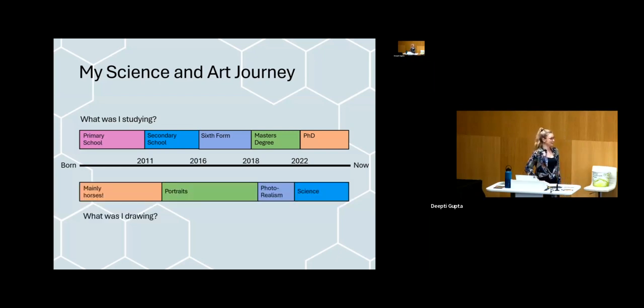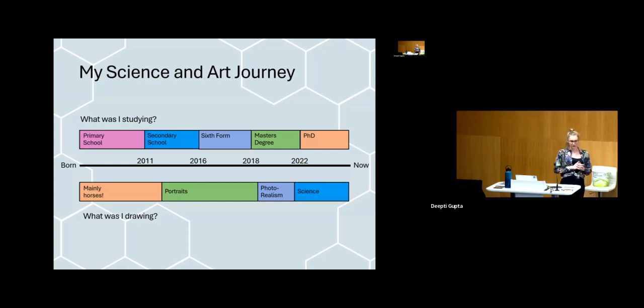What was I drawing at these times? Well, for the first 13 years of my life, I pretty much exclusively drew horses. Yes, I was a horse girly, and that was very much reflected in my art. This somehow transitioned into portraits, and not portraits of horses. And I did that for many years between secondary school and sixth form, which then naturally transitioned into a photorealism phase, pretty much starting during lockdown in 2020.